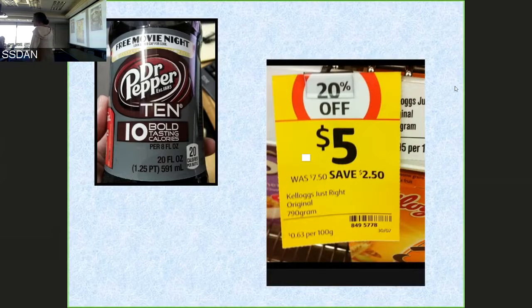So having my students understand that this is a problem, that there's something that's not making sense here, is a skill I want my students to understand. Similarly, with this advertisement here, it says 20% off, save $5, was $7.50, save $2.50. Now it's $5 and it's 20% off. And obviously if you go from $7.50 to $5, you're not saving 20%.